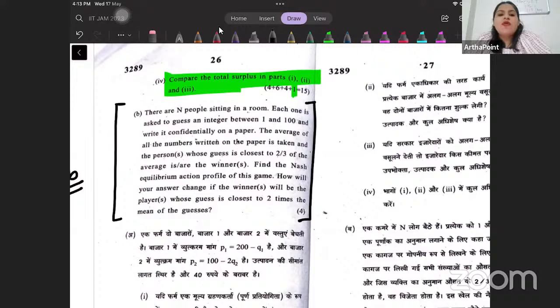The average of all numbers written on the paper is taken, and the person whose guess is closest to 2/3 of the average is the winner. Find the Nash equilibrium action profile of this game. How will the answer change if the winners are the players whose guess is closest to 2 times the mean of the guesses?